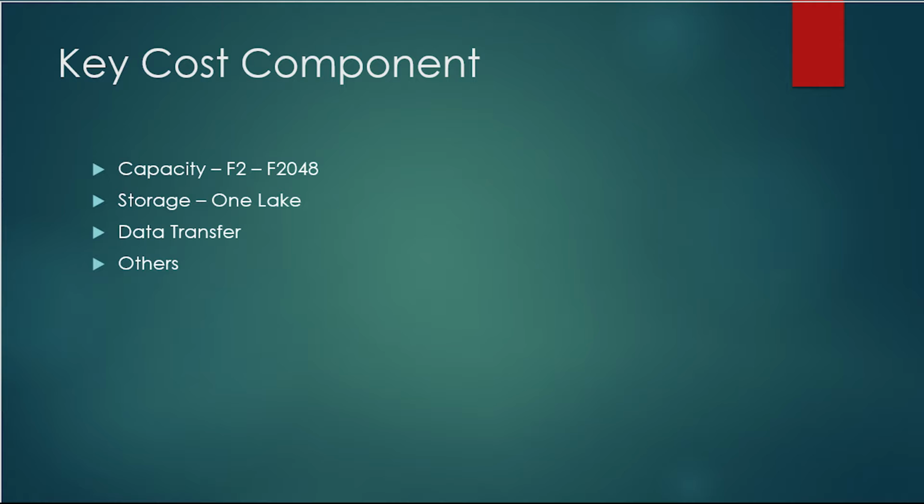Capacities range from F2 to F2048. You need at least one capacity to start Microsoft Fabric. Unlike Power BI, where you can start with a Pro or PPU license and you don't require a capacity, in the case of Microsoft Fabric, capacity is a must. You can use more than one capacity. Capacities can be allocated at the workspace level, and if you have more than one capacity, you can choose different capacities on different workspaces. Storage: you have to purchase OneLake storage, which you can again buy from Azure.